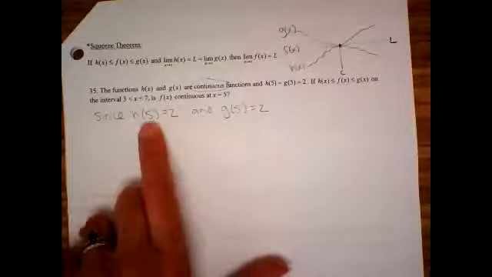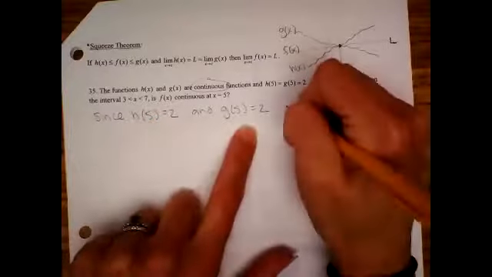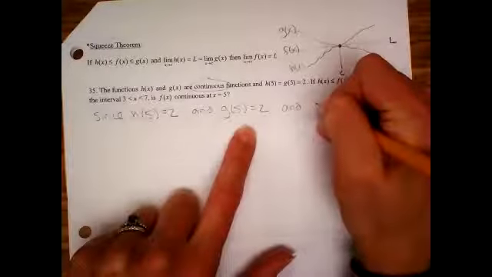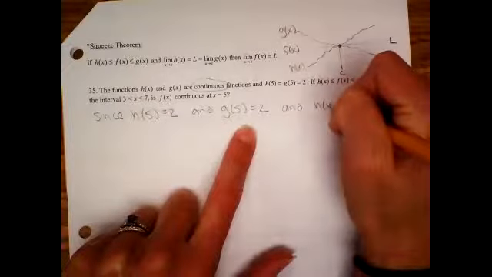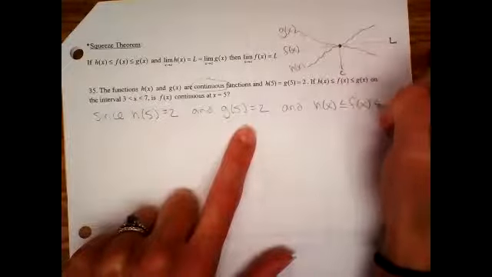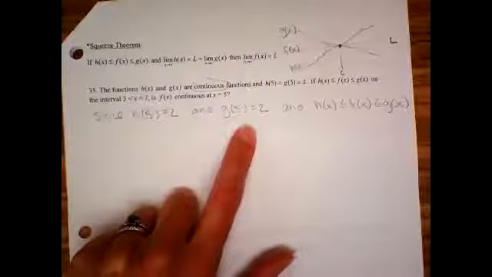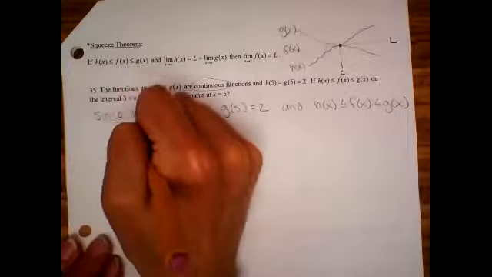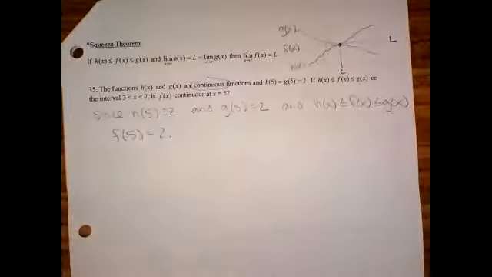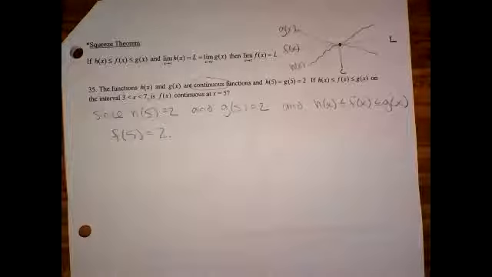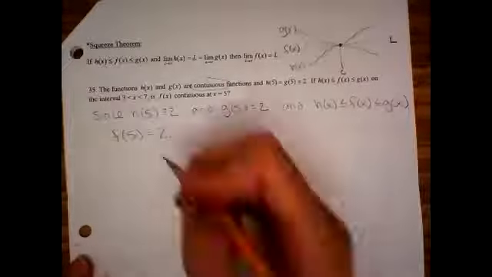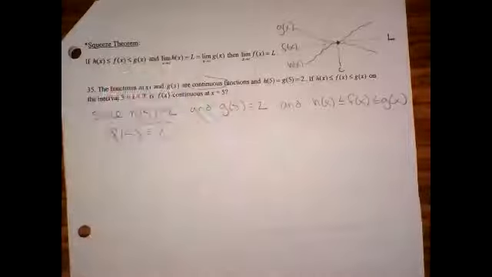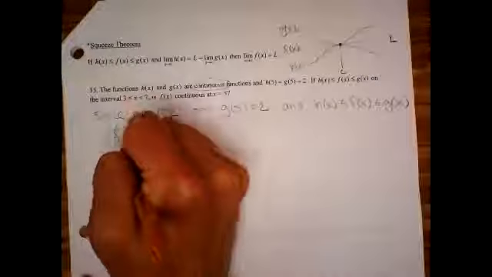Since h of 5 equals 2 and g of 5 equals 2, and, which order do they go in? h of x is smaller than f of x is smaller than g of x. Since f of x is in between them, f of 5 also equals 2. So since both of these are 2 and f is in between, f of 5 is also 2. Make sense? Okay, so we have a point. That's rule number 1. We got the first thing down. We're good.